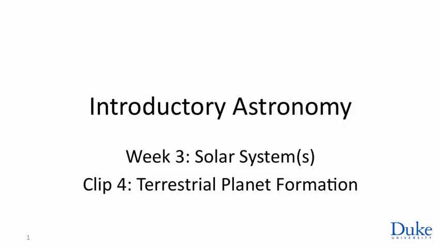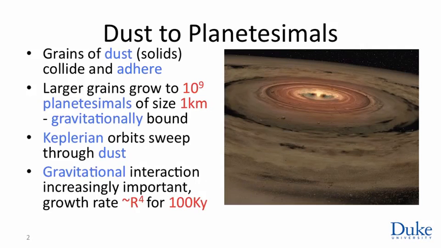Now we have the ingredients, we understand enough about the solar nebula to start following the process of how we got from a disk of gas and perhaps some dust to what we have today. And we'll start with the interior planets, the terrestrial planets.